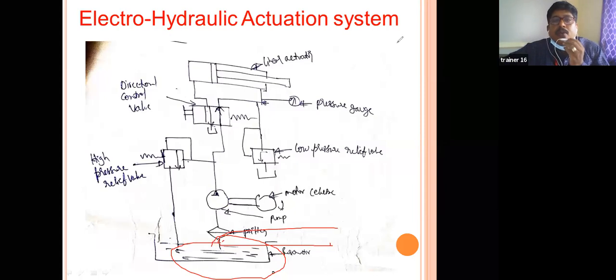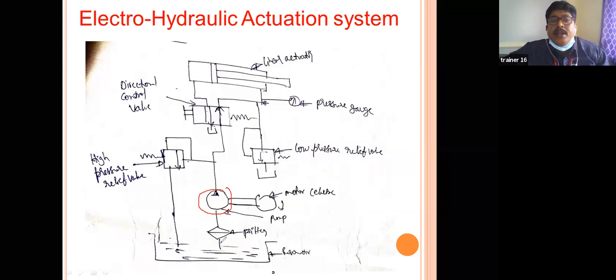Clear, or understand? Again, I'm repeating, this is the electro-hydraulic actuation system. In this system, we arrange a pump, that is, an electric motor drives the pump. Whereas in the electro-pneumatic actuation system, you have to arrange a component, just a symbol, a compressor. We name it as compressor and filter. But here in the pneumatic actuation system, we give this to the atmosphere. No reservoir. There is no oil sump reservoir. So now it is clear.